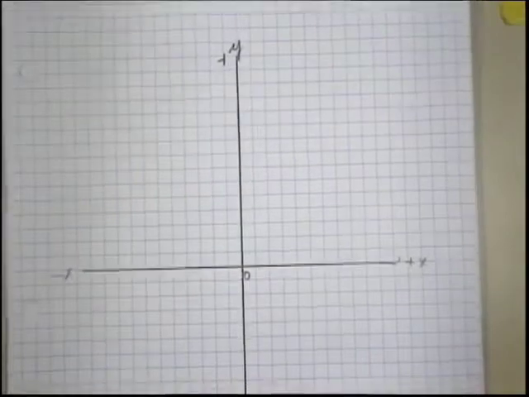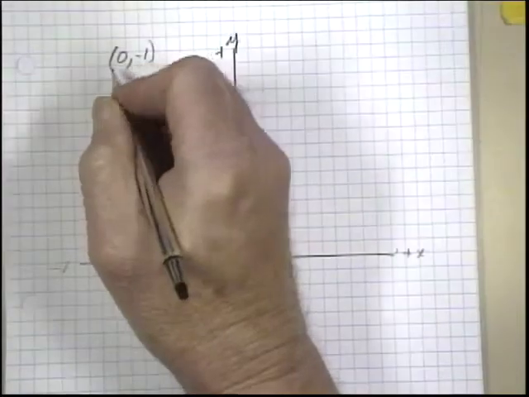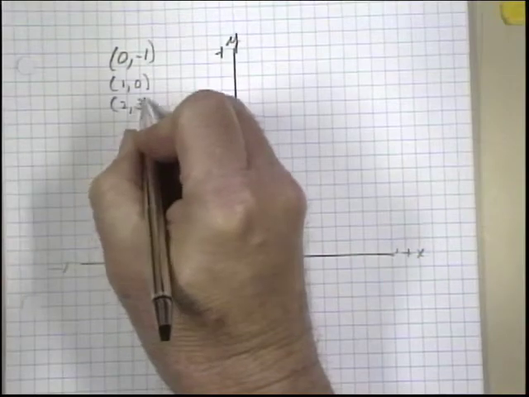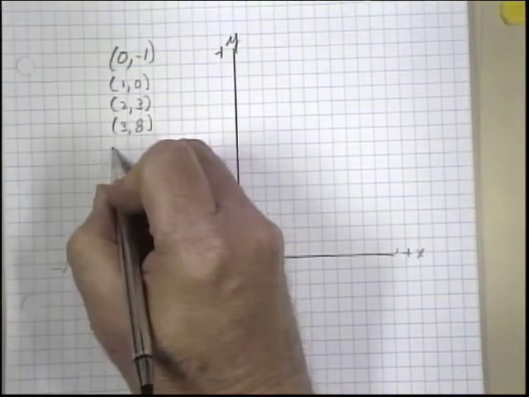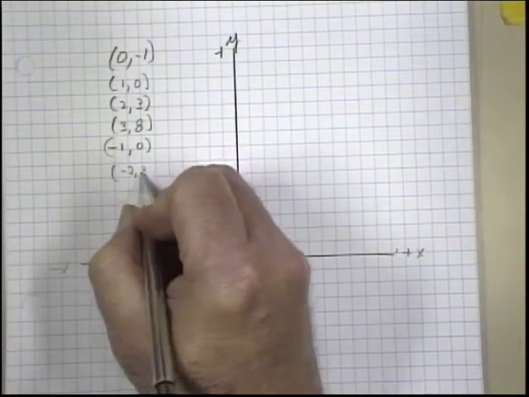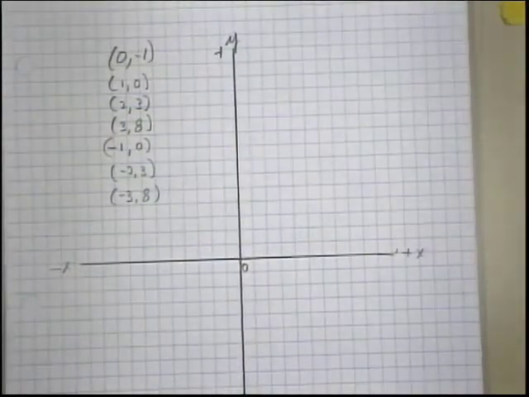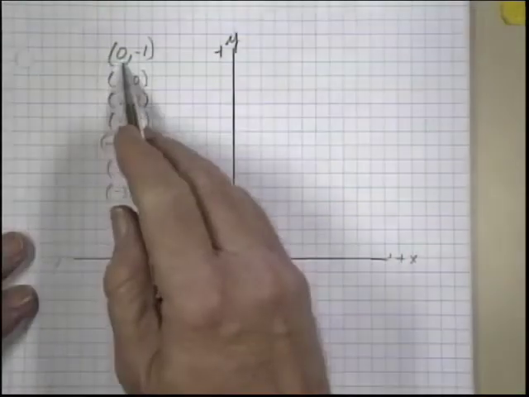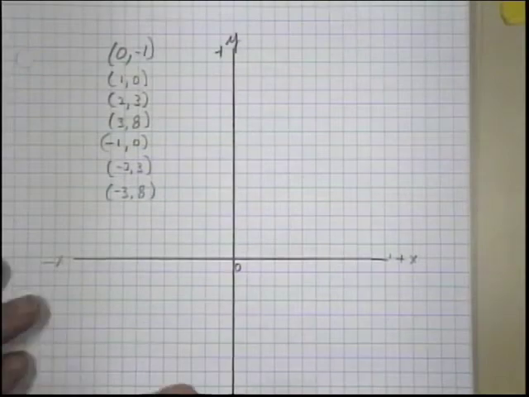I'll write down my ordered pairs. We had 0, minus 1. We had 1 and 0. We had 2 and 3. We had 3 and 8. Minus 1 and 0. Minus 2 and 3. And minus 3 and 8. Let's plot them. First number is always our x value. Second one is our y value. They're separated by a comma.